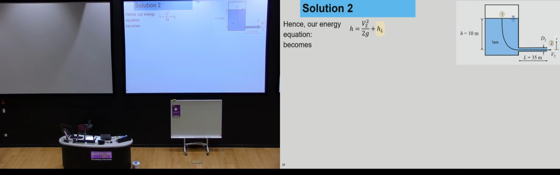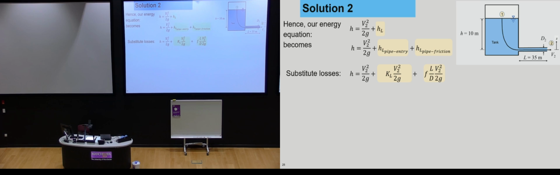So our energy equation therefore becomes H is equal to V2 squared upon 2G plus the pipe entry head loss and the pipe friction head loss. We substitute in our terms, and then we've got our loss coefficient times V2 squared upon 2G plus this FL upon D. And if we just do a little bit of factorization, that's equal to V2 squared upon 2G into 1 plus KL plus FL upon D.